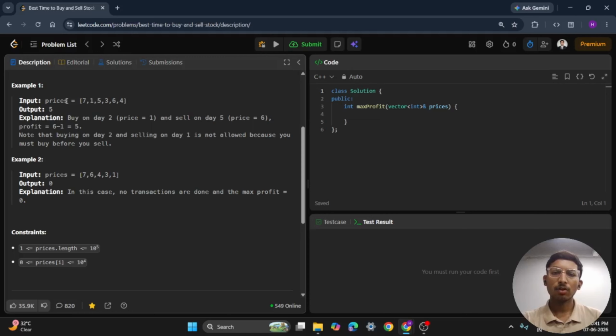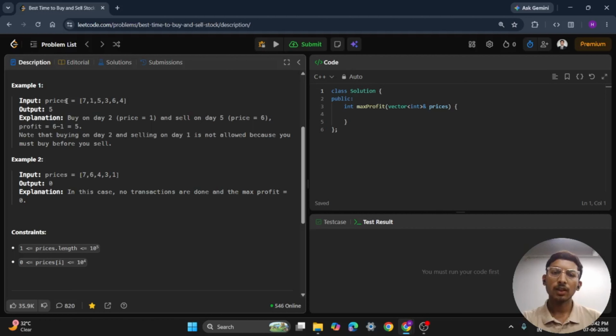Now let's think about how to solve it. Our observation is to focus on one day. Suppose today the stock price is 6. To get the maximum profit today, what information do we need? We will need only the smallest stock price that appears before today, because buying at the minimum price gives us the highest profit.